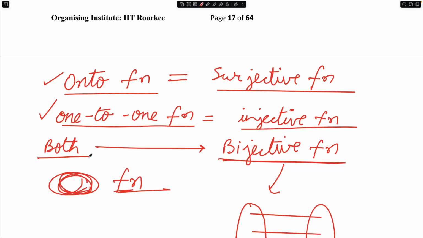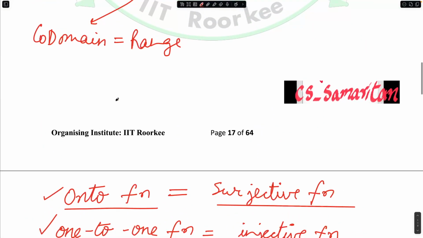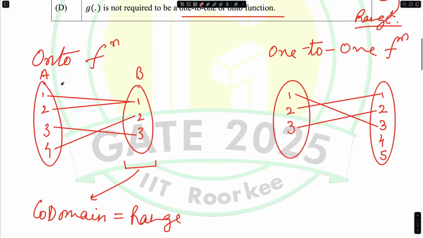Bijective function, but it's both, right? So these are properties. Basically you can also call it an onto and one-to-one function. These are properties of functions. Now let me get to onto functions. An onto function basically means that your range would equal your codomain.